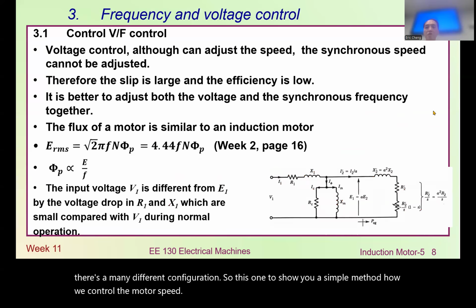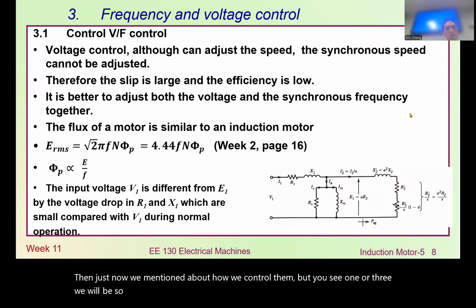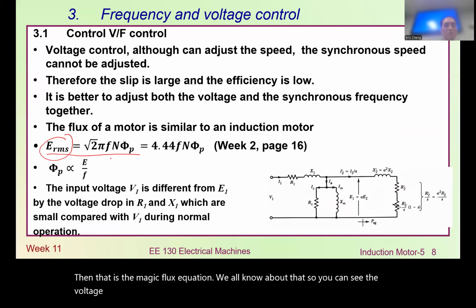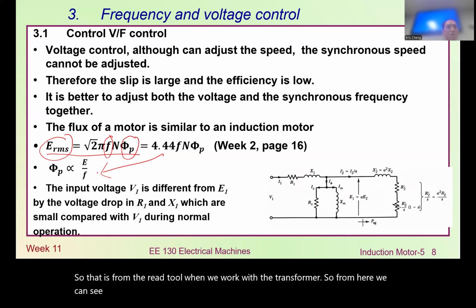Then, as we just mentioned about how we control that, one of the three ways is the so-called V/F control. You can see here the magnetic flux equation. We all know about that. The voltage is related to the frequency and to the flux. That is from the V equation when we work with the transformer. So from here, we can see that the magnetic flux for any magnetic circuit, including transformer and motor, is proportional to voltage over the frequency.